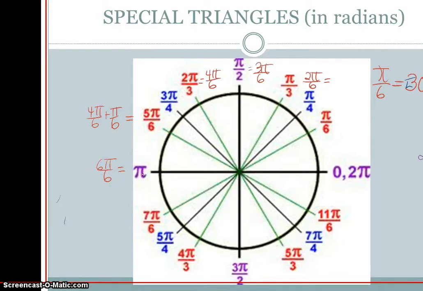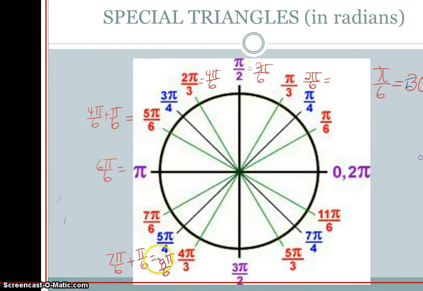But now since we're breaking it up into 6 equal pieces, our pi is equal to 6 pi over 6. Okay, and we can continue. If we add another pi over 6 onto 6 pi over 6, we get 7 pi over 6. 7 pi over 6 plus another pi over 6 gives us 8 pi over 6, which is equal to 4 pi over 3, because we can just reduce it.